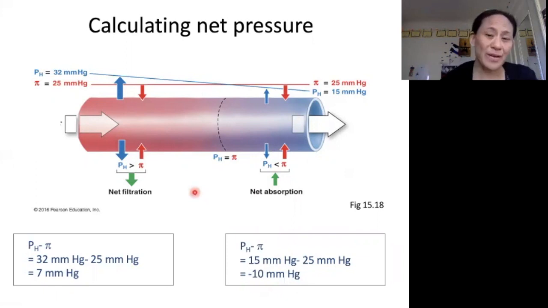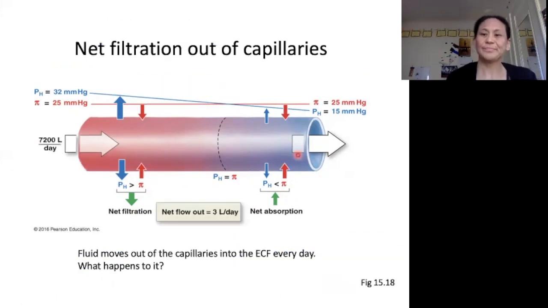So just like I pointed out in the first slide about this topic, now you know why we have net filtration on the arterial end and net absorption on the venous end. Okay, so there's one last thing that I want to talk about about this topic of bulk flow in the capillaries, which is the fact that overall we get net filtration out of the capillaries. Okay, so to take a look at why this happens, let's look here, right?